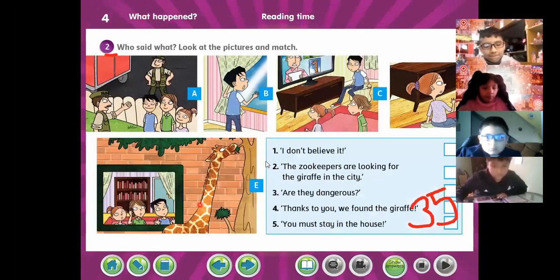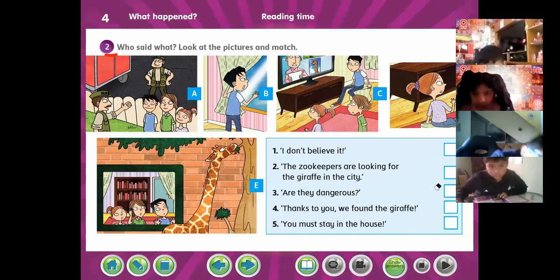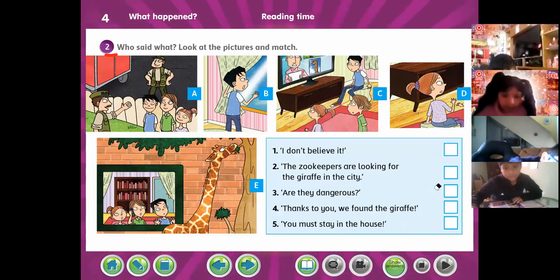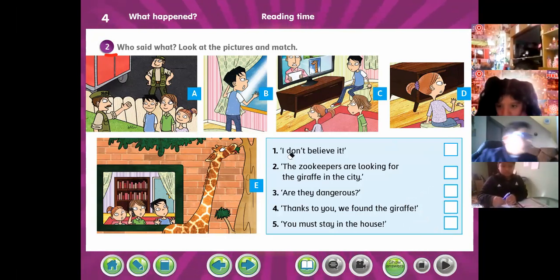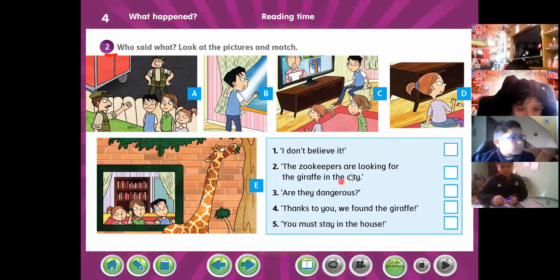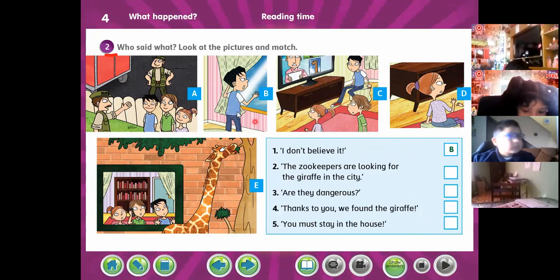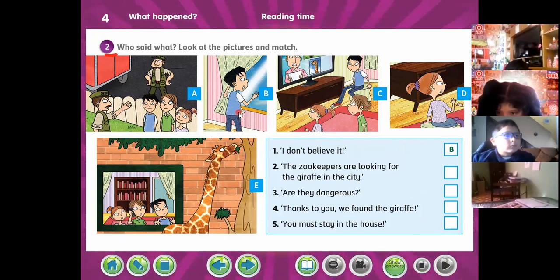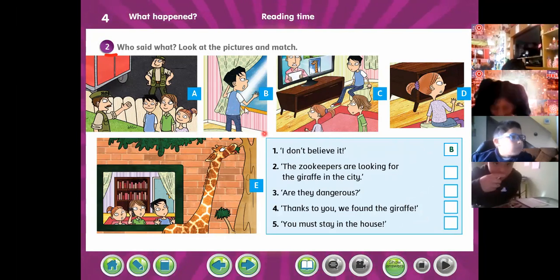Okay, in the last part, let's match. These are the pictures, no? In what picture happened this? I don't believe it. The zookeepers are looking for the... In the B. Yes, very good. Alex says, no, I don't believe it. I can't believe this. A giraffe is in my garden. This expression, he says. Good.